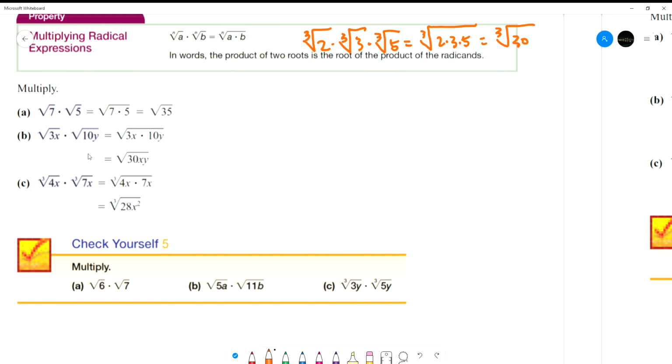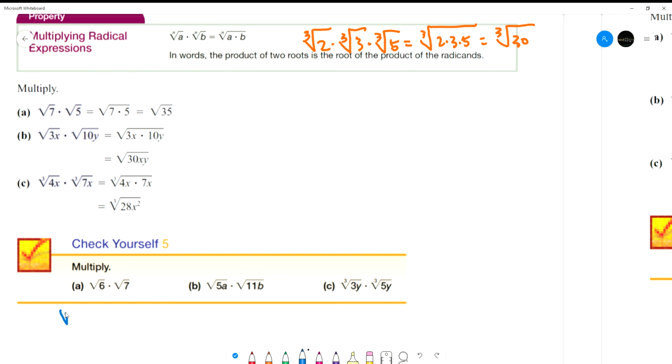Right? Even if you add variables, it does not really change much. You just have to multiply the numbers, right? So you have root 3x times root 10y. So 3 times 10 is your 30, and then x times y. In part C, they're both cube roots, so 4 times 7 is 28, and then x times x is x squared. So these are not complicated yet, so let's try the problems on the bottom.